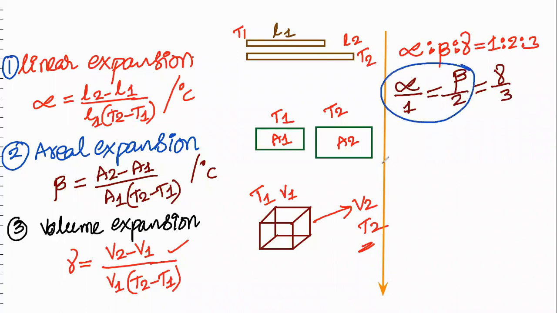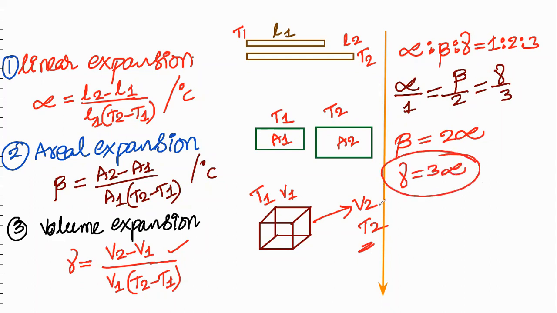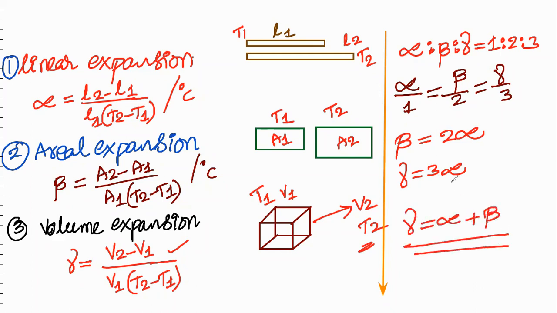If we want the relation between these, beta is equal to 2 alpha, and gamma is equal to 3 alpha. Or we may also write gamma is equal to alpha plus beta, because 3 alpha is equal to alpha plus 2 alpha. Therefore gamma is equal to alpha plus beta.